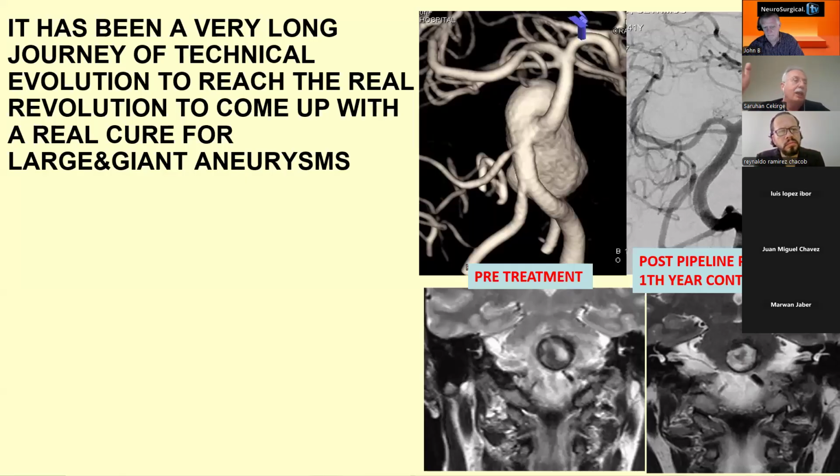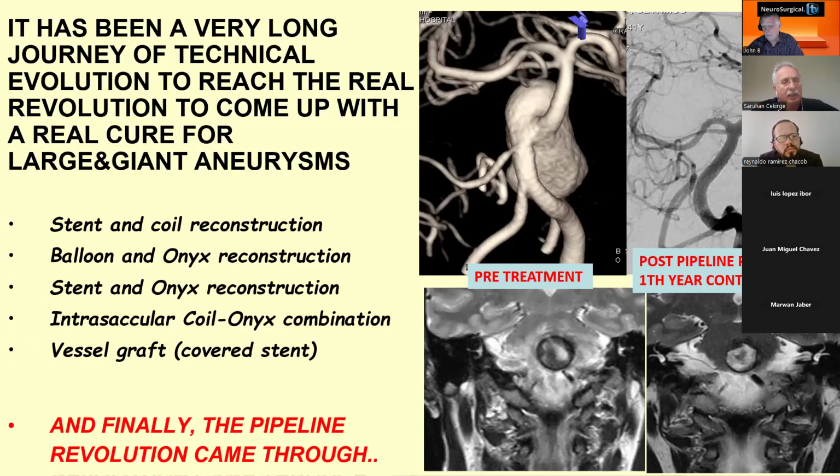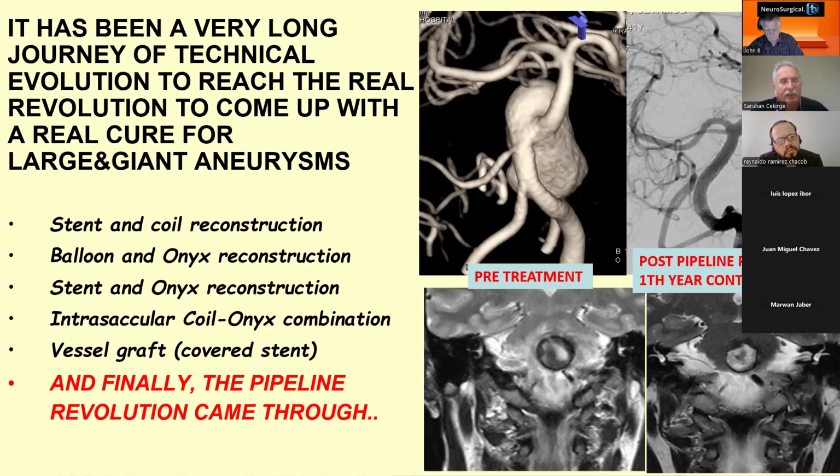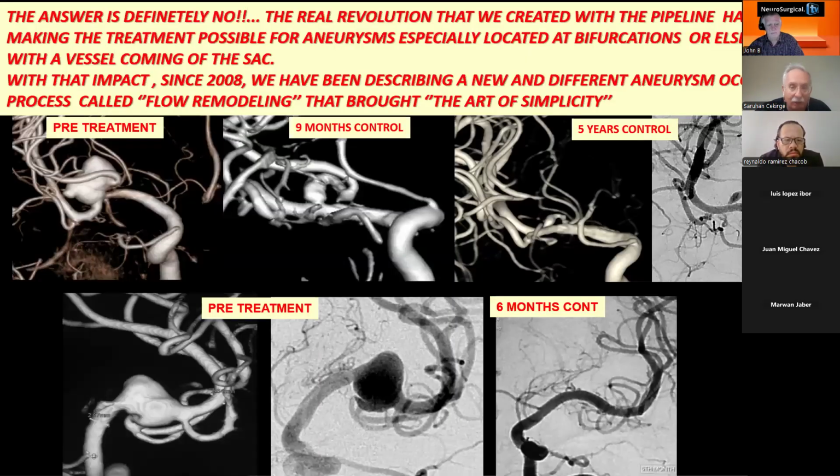And at the same time, there has been a big journey going on for the large and giant aneurysms with the Pipeline. The flow diverters were meant to be treating especially large and giant aneurysms. There were many things done and all failed, and maybe the vessel grafting was good, but finally the Pipeline revolution came through. However, has the real revolution of the Pipeline been for the sidewall, large, giant aneurysm treatment, although they were meant to be? The answer was definitely no.